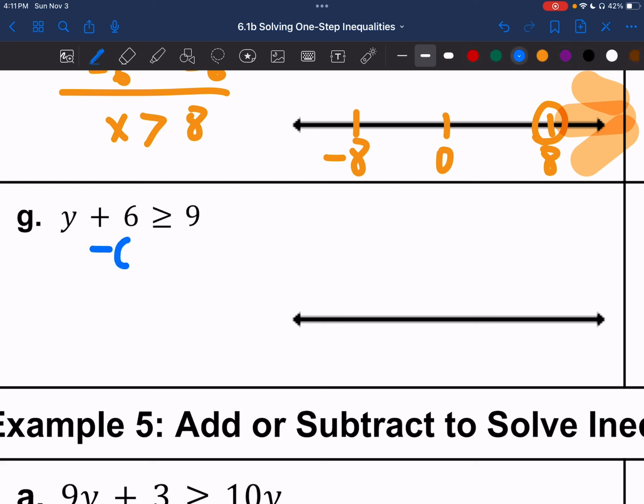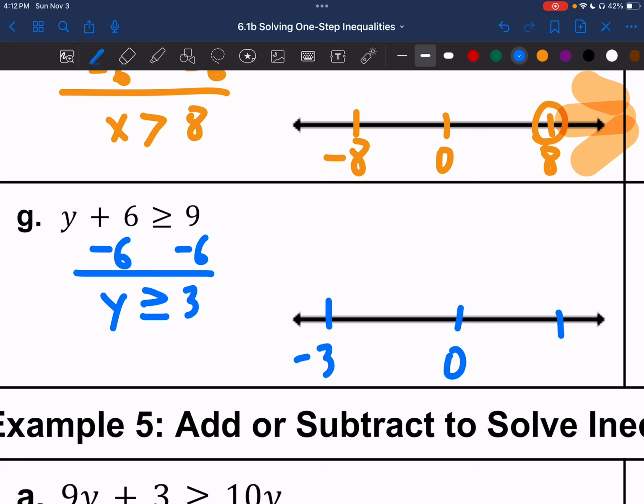So y plus 6 is greater than or equal to 9. We're going to subtract 6 from both sides. Y is going to be greater than or equal to 3. So we have points at negative 3, 0, and positive 3. So it's going to be a closed dot because it's greater than or equal to. And we're shading to the right because we're greater than.